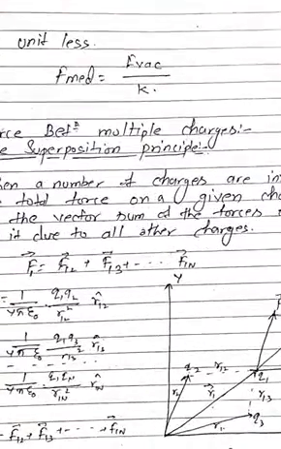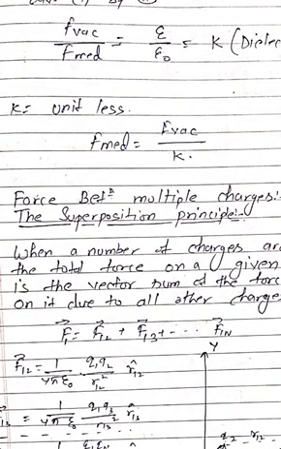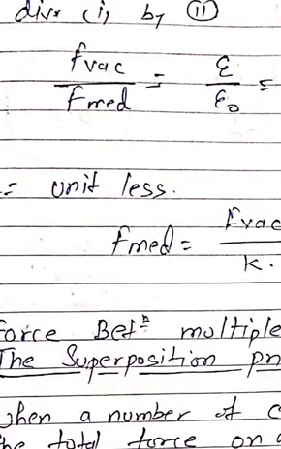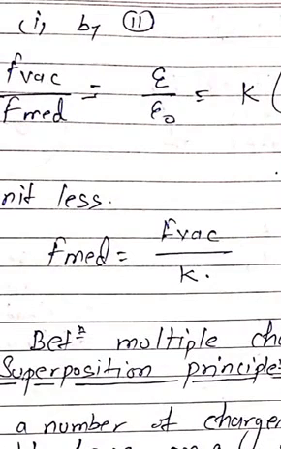Again, how can you define dielectric constant? You can define it in two ways, either as a ratio of force or as a ratio of permittivity. First, the ratio of force: the ratio of the force between two charges when placed in a vacuum at a certain distance to the force between those two charges placed at the same distance in a medium. Or otherwise, it is simply the ratio of the permittivity of a medium to the permittivity of free space.